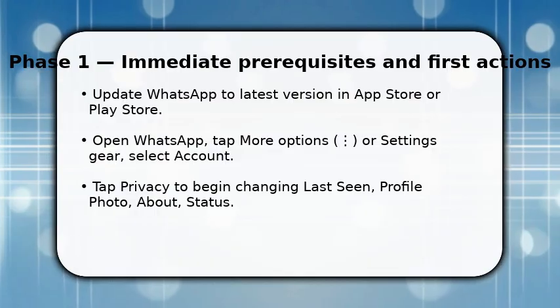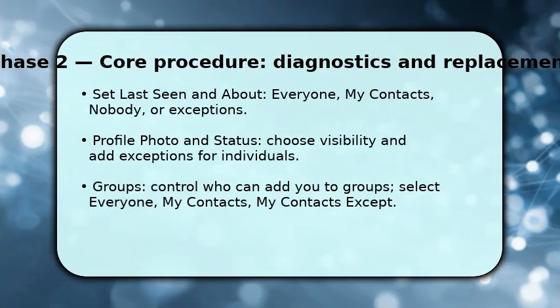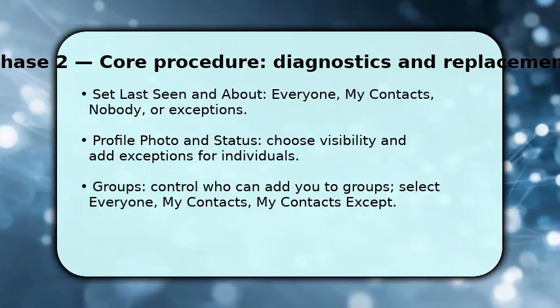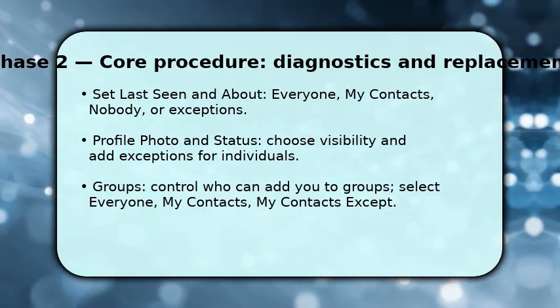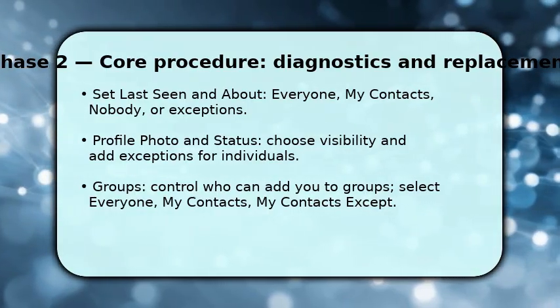Next, focus on the detailed visibility choices. These control how people discover or contact you. For last seen and about, choose everyone, my contacts, or nobody and use exceptions to allow or block specific users.